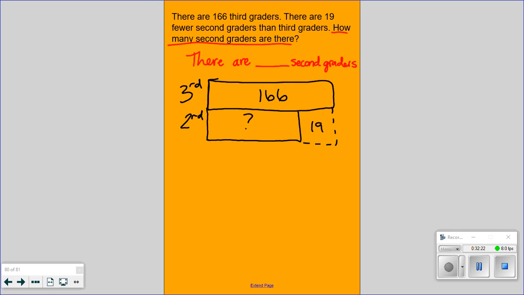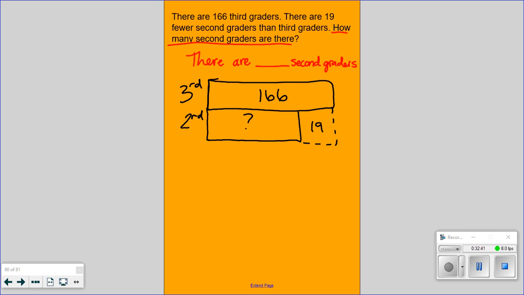Kaden, what does that box mean? How many second graders? I don't know how many second graders. So it's a question mark. Could it be a smiley face? Yes, it could. Could it be a triangle? Yes. A number is going to go there. We just don't know yet.